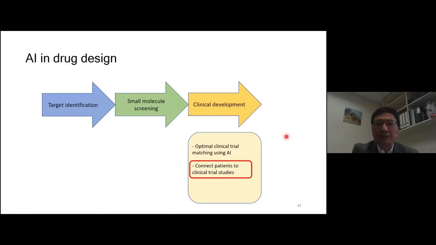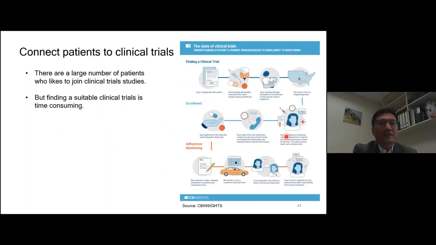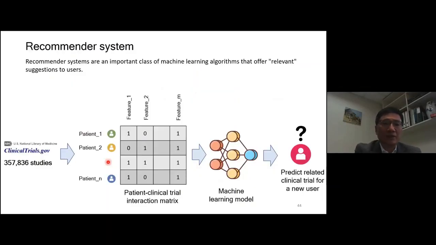And then we can connect the patient to the clinical trial studies, and how we really connect them together. There are a large number of patients who like to join clinical trial studies, but finding a suitable clinical trial is very time consuming. So you need to find a clinical trial, enrollment, and adherence monitoring, as I showed you in this diagram. And so this is again very time consuming. So using the AI, you can speed up the progress dramatically. And of course, make this drug available in a much shorter time compared to the previous approaches.